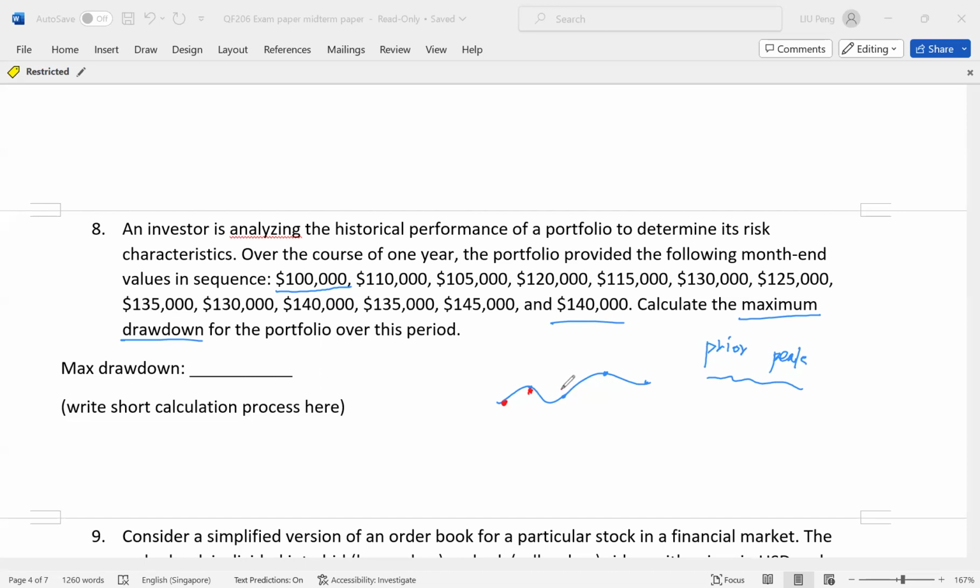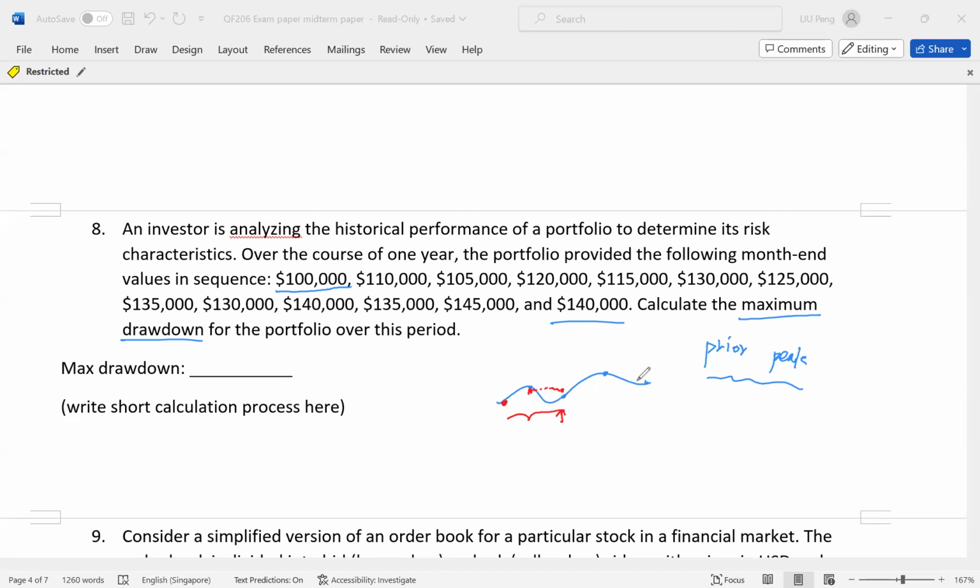Third day is still this point, right? Because it should be the previous peak. So essentially that means that this is the same, right? So every day I'm just going to look at previously until today, right? So what is the highest value? So this is the prior peak, right?